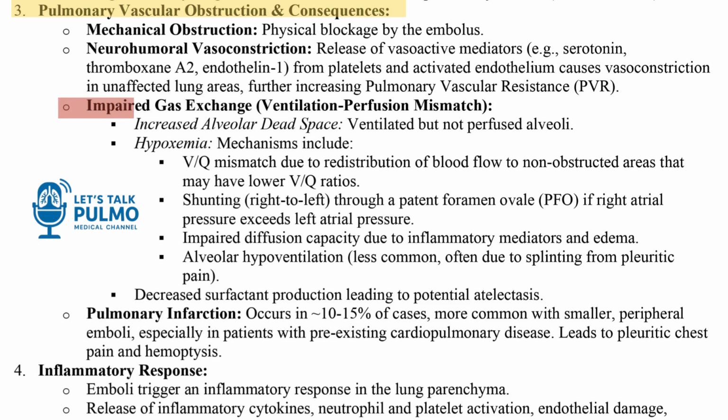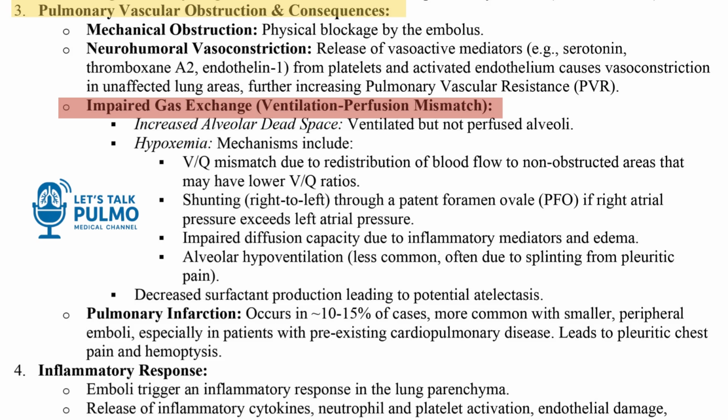How does that affect breathing and oxygen levels? Well, that increased resistance directly leads to impaired gas exchange. The main issue is what we call ventilation-perfusion mismatch, or V/Q mismatch. Basically, you have part of the lung getting air, ventilation, but little or no blood flow, perfusion, because of the blockage. This creates alveolar dead space. Air comes in, but can't participate in gas exchange. This V/Q mismatch is a major reason for hypoxemia, low oxygen in the blood. Other things can contribute too, like if the pressure on the right side of the heart gets high enough, blood might shunt through a patent foramen ovale, bypassing the lungs. And sometimes oxygen diffusion itself might be slightly impaired.